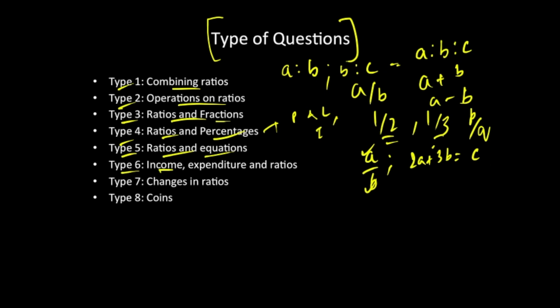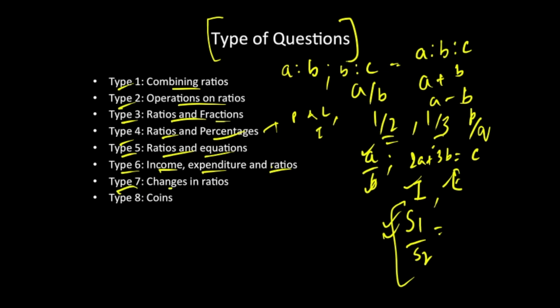In type 6 we'll be dealing with incomes, expenditures, and the ratios involved. So we'll be given incomes and the expenditures, and we'll be given some ratio of savings of two people, and then that would be given to us in some ratio form, and we'll be asked to find out the values of these incomes or expenditure or savings.